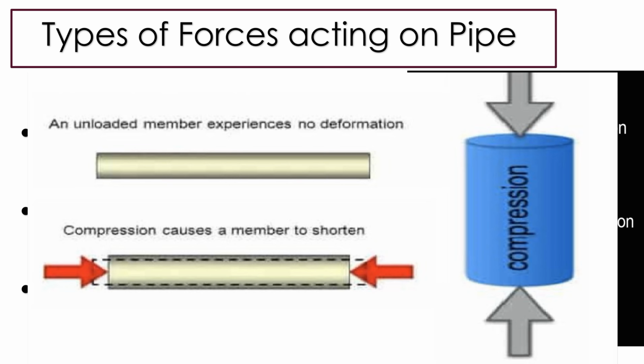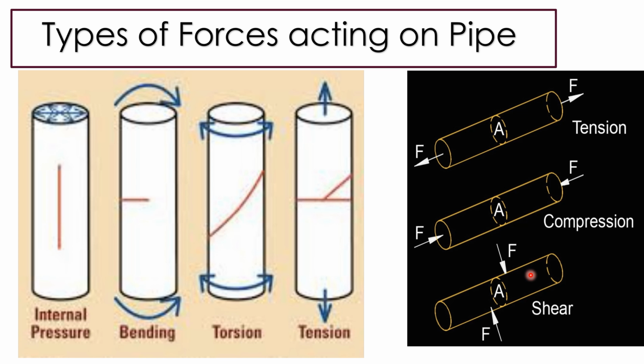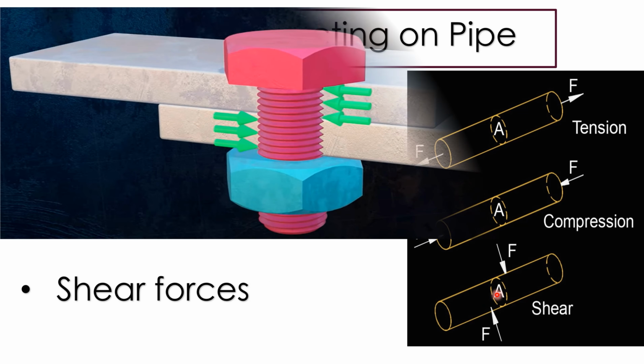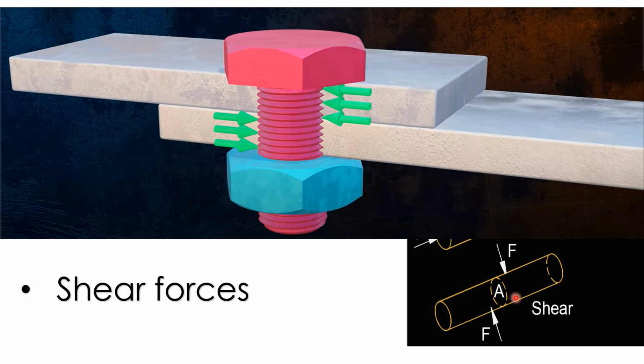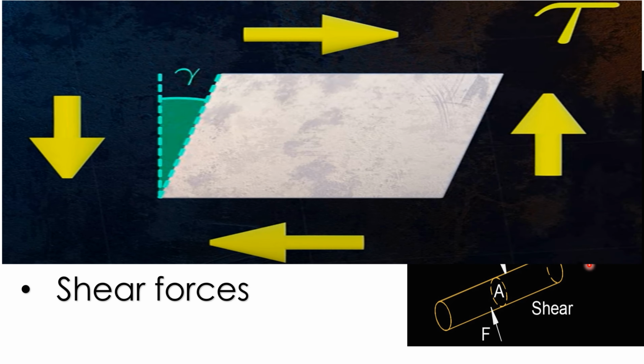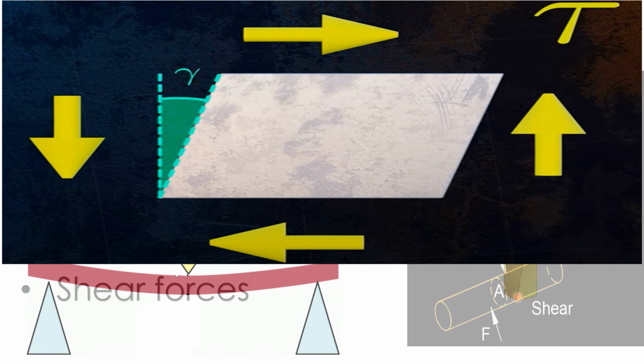The third type of force is shear forces. When two forces act perpendicular to the cross section or longitudinal axis of the pipe and try to shear off the pipe due to movement, these forces are called shear forces. As you can see in this picture, the shear forces try to create clockwise or anti-clockwise movement in the pipe.